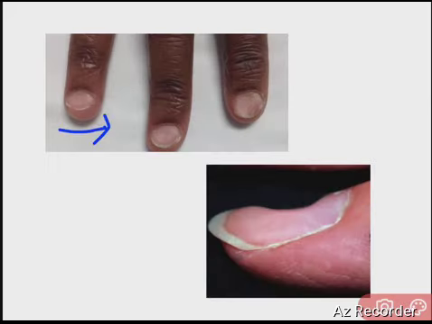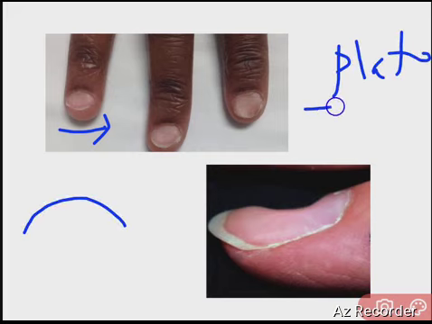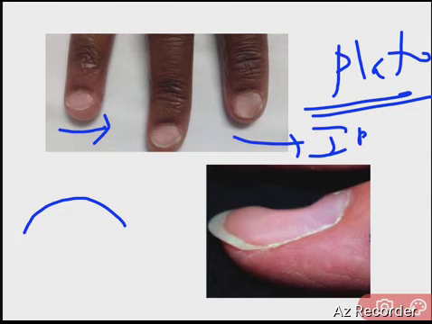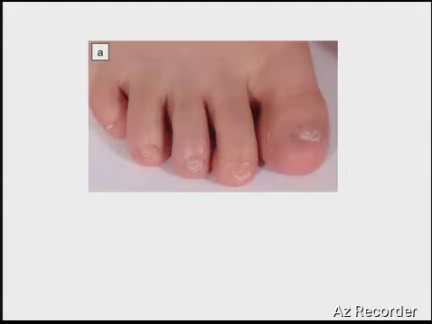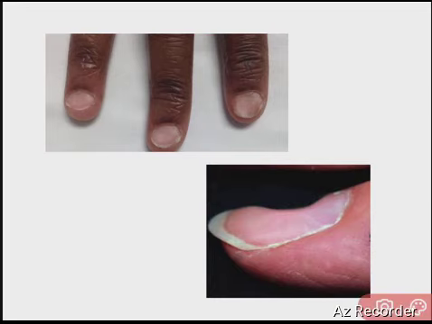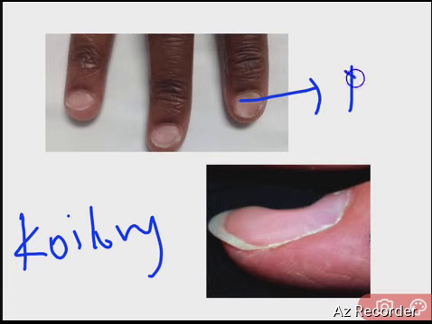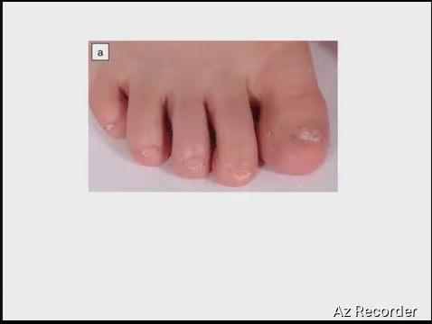Now coming to different shapes of the nail plate. Here we can see it is becoming flat, rather than the normal curvature. It is called platonychia. It is seen in chronic iron deficiency. Here the nail plate has become spoon shaped. It is also seen in chronic iron deficiency. Spoon shaped nail is called koilonychia. Flat is platonychia, spoon shaped is koilonychia. These terms are important.